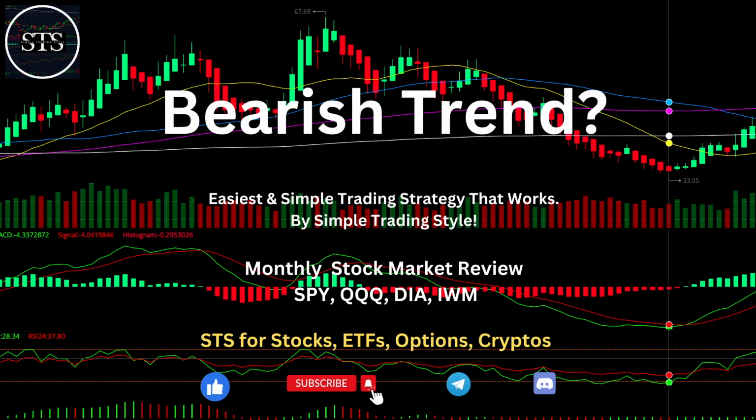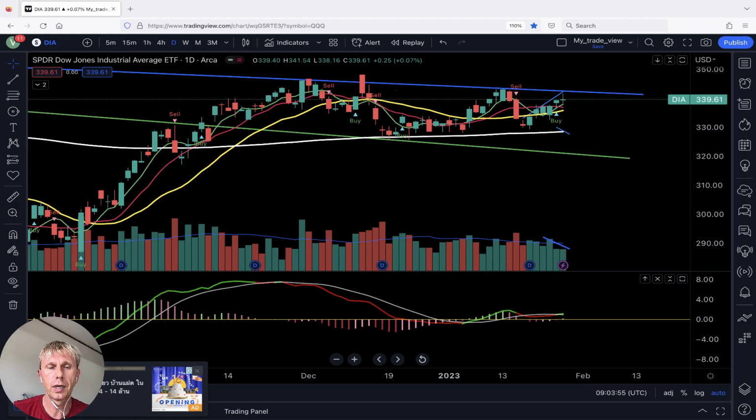Hello everyone, welcome to Simple Trading Style, and today we are going to talk about monthly stock market review. And we will figure out, is it still a bearish trend or has it changed to bullish? Let's see what's going on with the stock market on the monthly time frame. Let's move to TradingView.